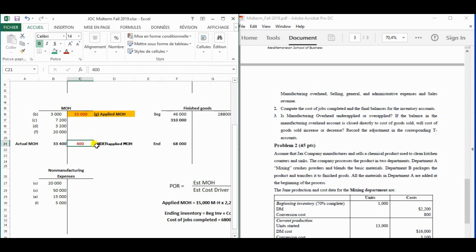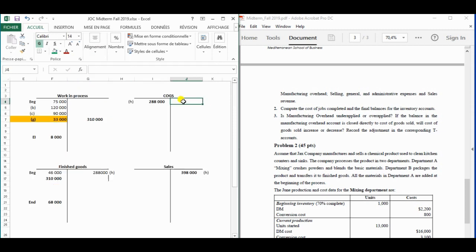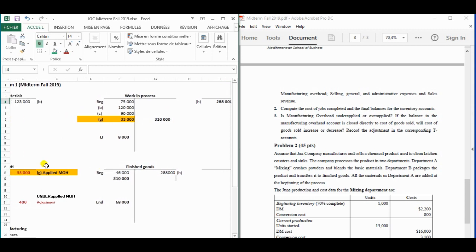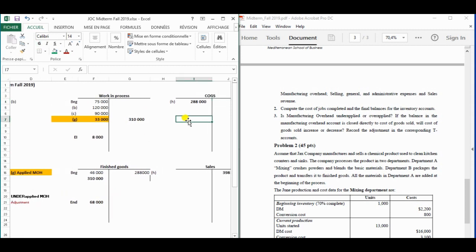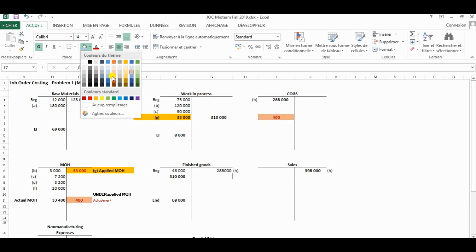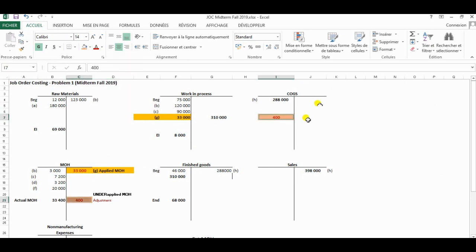So we need to adjust the MOH account by 400. So this is the adjustment of MOH. As I credit MOH, I will debit the cost of goods sold with 400. So I adjust my MOH and my cost of goods sold. Here, as my MOH is underapplied, my cost of goods sold will also be underestimated. This is why we need to increase the cost of goods sold by 400.